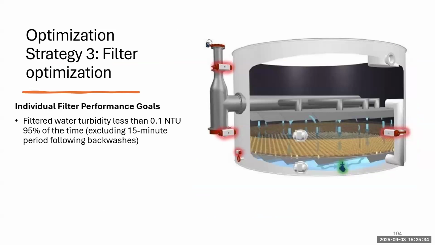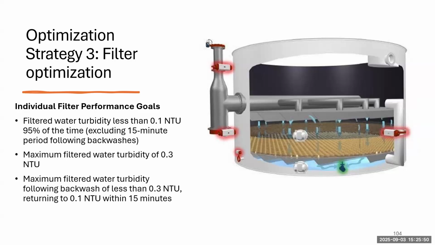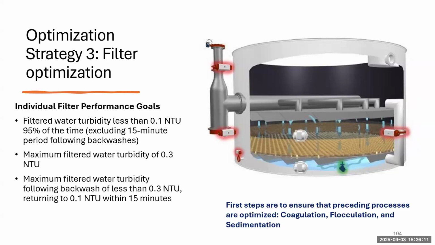Filter optimization. We'll talk about the goal first. The goal, we mentioned it already, is for filtered water turbidity to be less than 0.1 NTU. That's the optimized goal, 95% of the time. And we're not talking about the backwash and the filter ripening period. The maximum level, instead of being 1 NTU, is 0.3. That's our optimized goal. And the maximum filtered water turbidity following backwash is also less than 0.3, returning to 0.1 within 15 minutes. That means we have to have good backwashing processes.